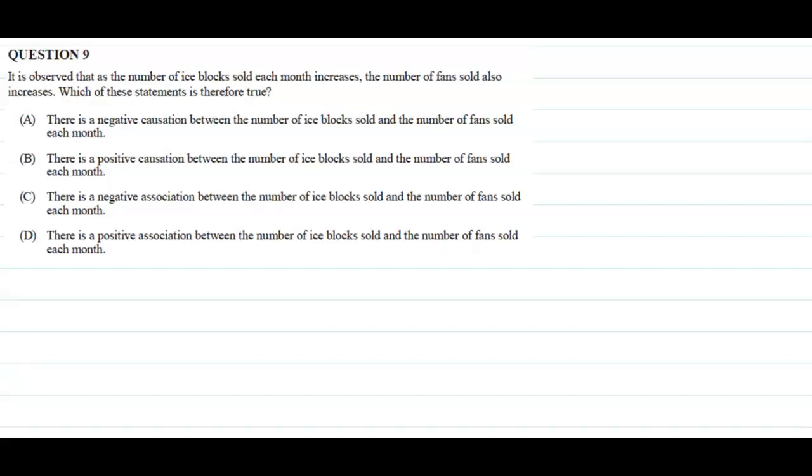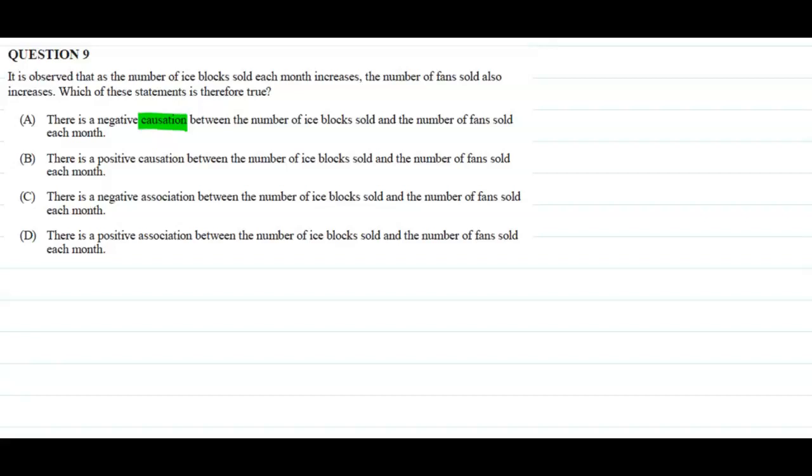Question 9. It is observed that as the number of ice blocks sold each month increases, the number of fans sold also increases. Which of these statements is therefore true? A. There is a negative causation between the number of ice blocks sold and the number of fans sold each month. Well, first of all, guys, there's a big giveaway in this statement here: the use of the word causation.